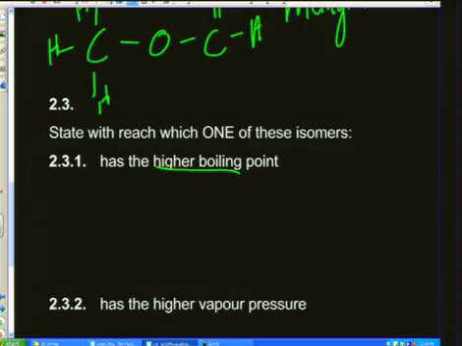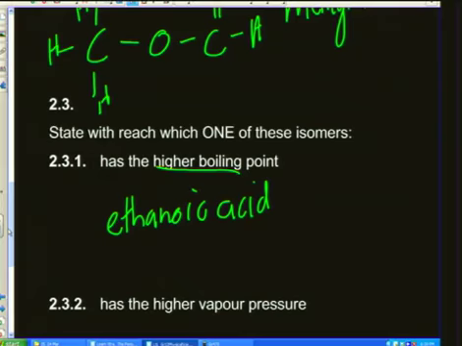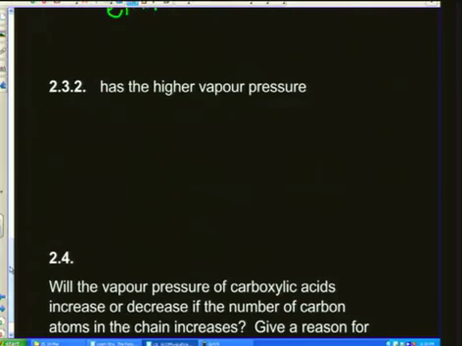Now, guys, the one with the stronger forces. So it's the carboxylic acid, which is ethanoic acid. Ethanoic acid has the higher boiling point. Which one has the higher vapor pressure? Very interesting. Now, guys, we need to understand vapor pressure before we answer this question.